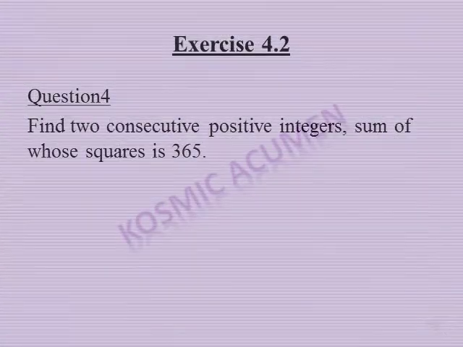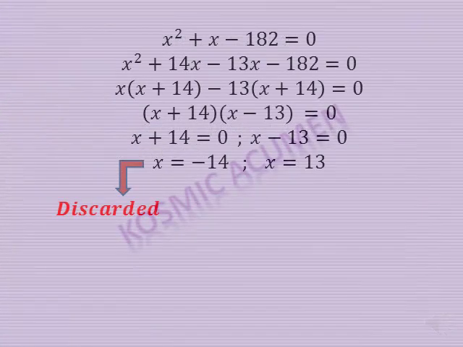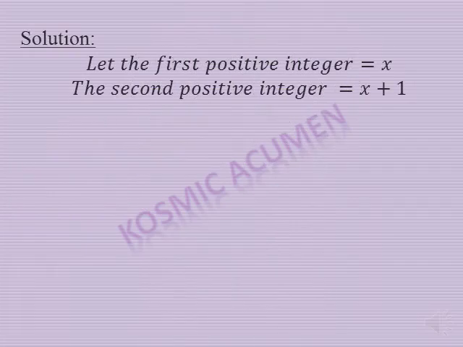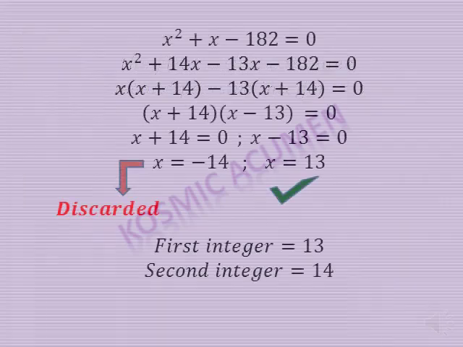Also, looking at the question again, we are required to find the positive integer. So we can see that x = −14 can be discarded as this is not positive, and the value that we have is x = 13, which is a positive integer. So the first positive integer will be x = 13 and the second positive integer will be x + 1, or 13 + 1, which is equal to 14.